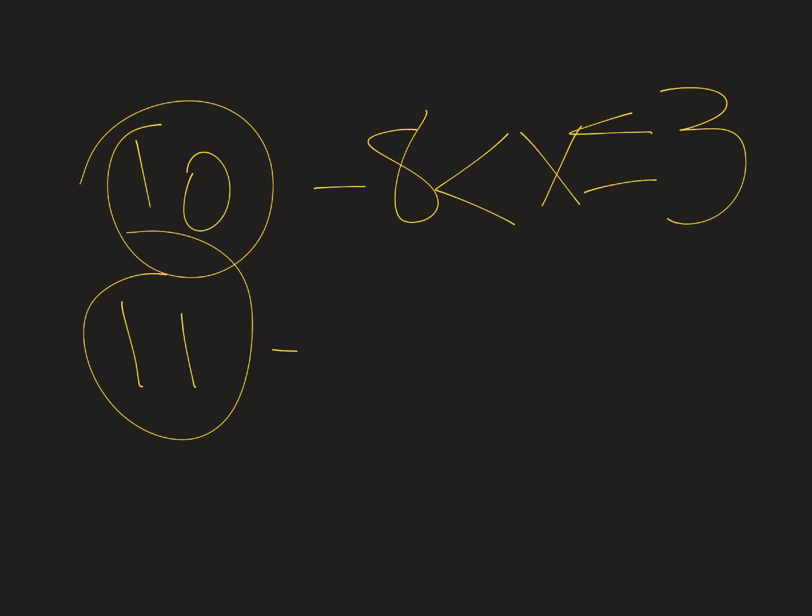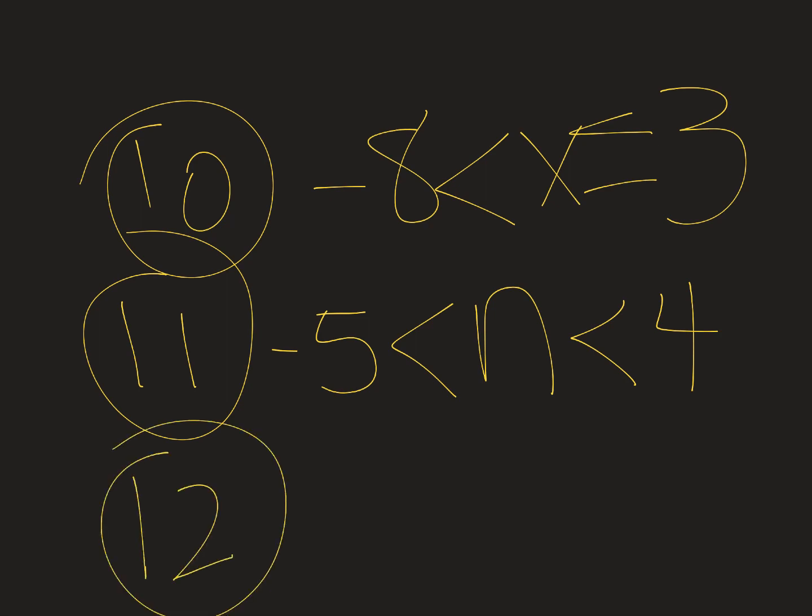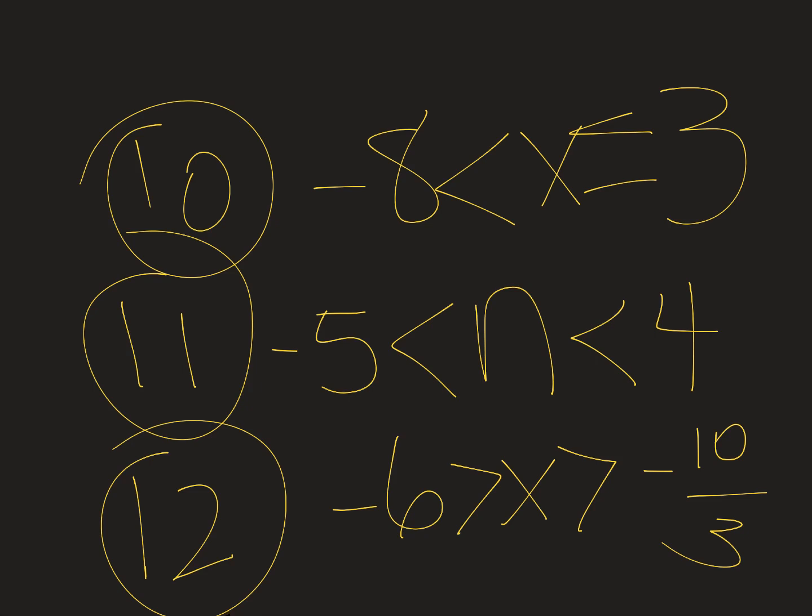Number 11 is negative 5 less than n less than 4. Number 12, negative 6 greater than x greater than negative 10 over 3. Okay, any questions on these?